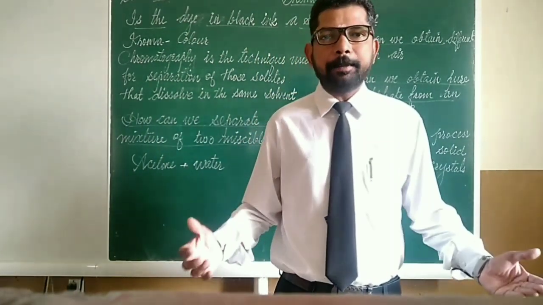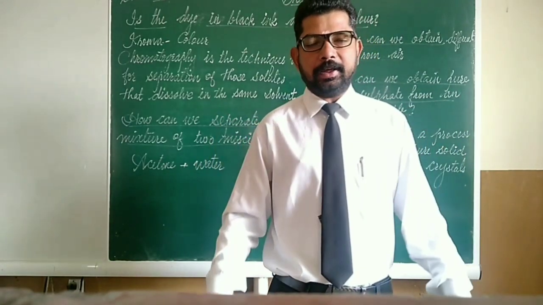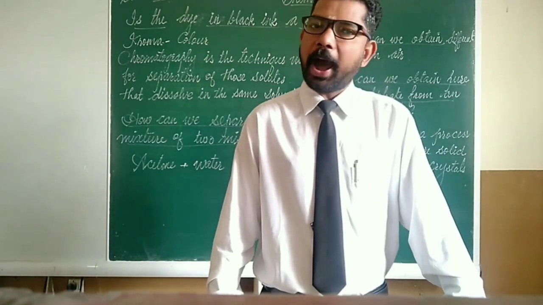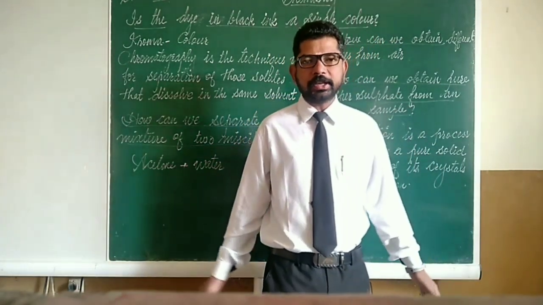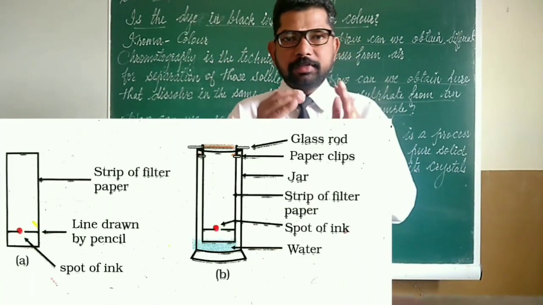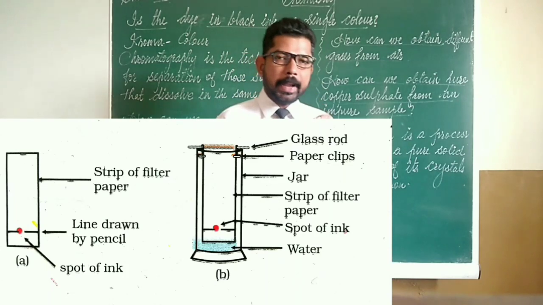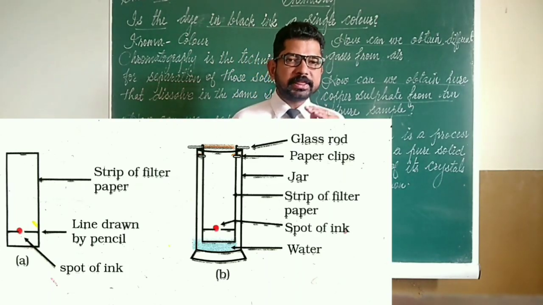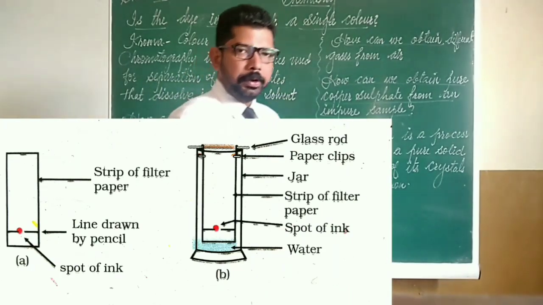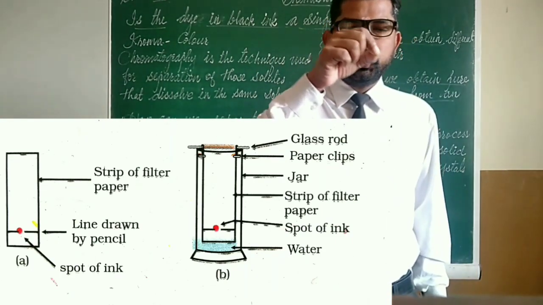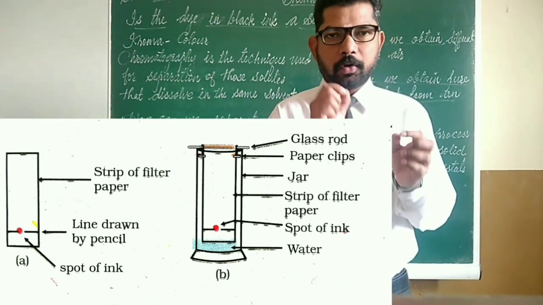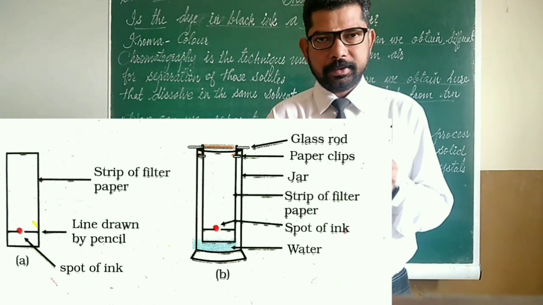Is the black color made up of a single color? To understand this, let's perform an activity. To do this activity, we need a strip of filter paper. In this filter paper, you have to mark a line just 2 to 3 centimeters from the lower part. Now a drop of ink you have to add to the center of this line.